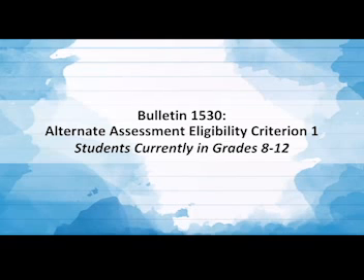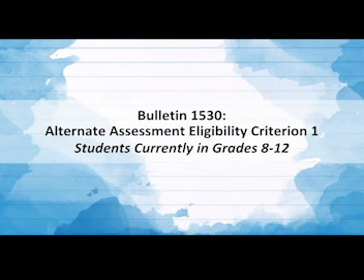Following the introductory paragraph in Section 505, the Bulletin moves into listing the 3 criteria that must all be met for a student to qualify for the alternate assessment. We're going to move through each criteria in Bulletin 1530, one at a time. Criterion 1 includes 3 subsections of assessment criteria. One of these 3 subsections of criteria needs to be met for the student to meet the eligibility requirements set by this first criterion.